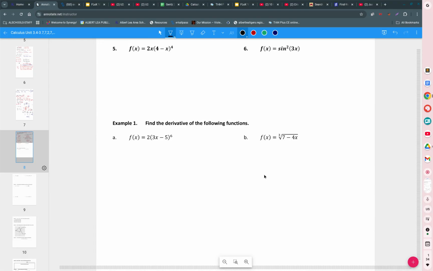All right, so this problem is different. This problem is different because it requires the chain rule, but it also requires another rule. Anybody know what other rule it's going to require? Product rule. As you read it, it says 2x times 4 minus x to the fourth. You see that? So we have two functions that are multiplying each other.